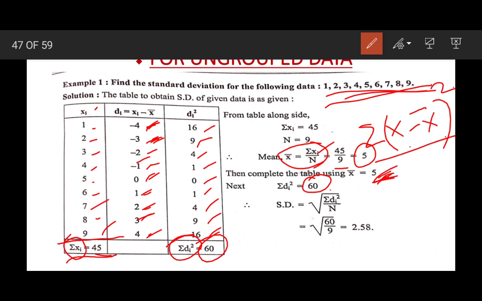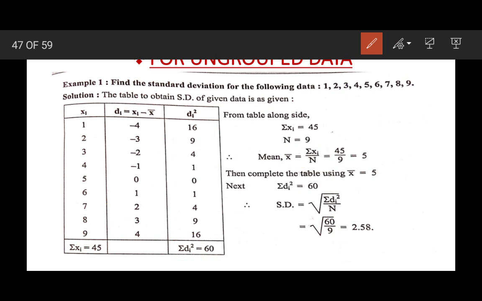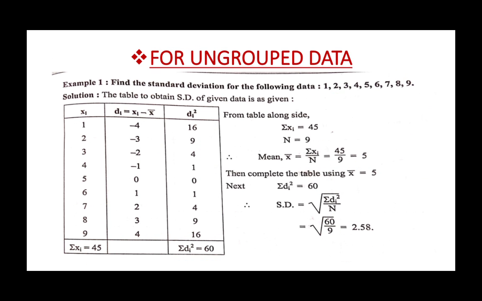Now we have to divide this value by the number of observations. So 60 divided by 9. And then to find the standard deviation, we have to put this under the root sign. So root of 60 upon 9, that is equal to 2.58. So that is for ungrouped data.